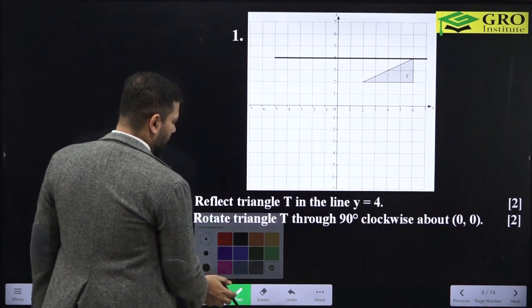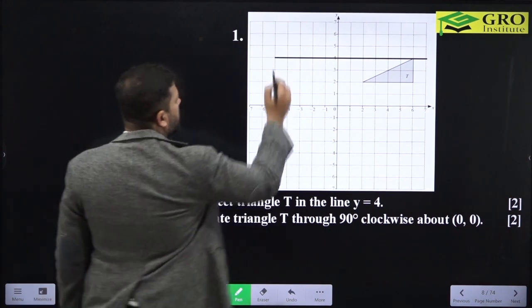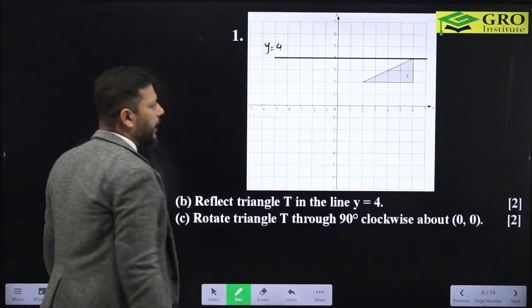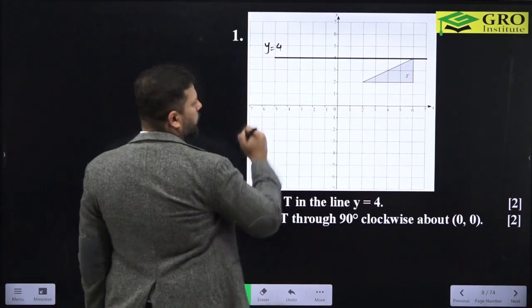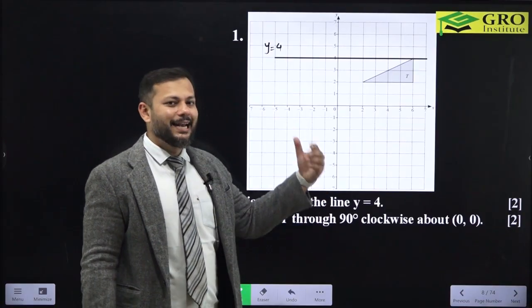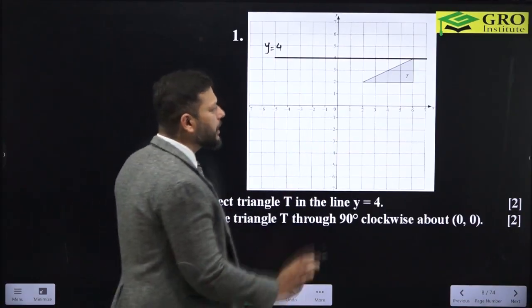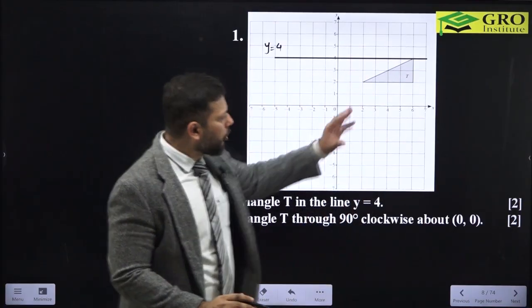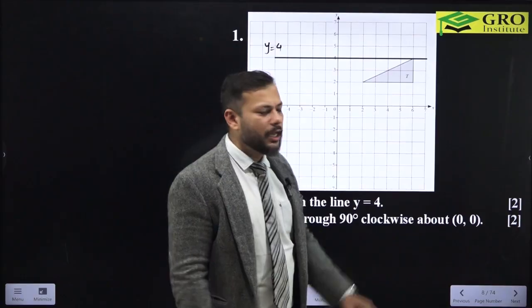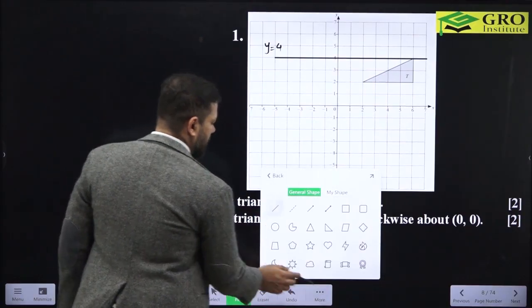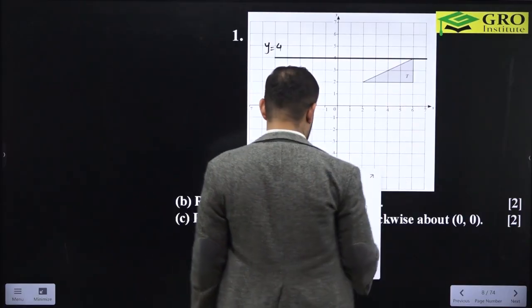We will write its name as well. This is y equals 4, right? This line is y equals 4. Now I have to reflect this triangle T in the line y equals 4. That means I would imagine this to be a plane mirror. So what would the image of T look like? Just upside down. So if I draw it, it would look like this. I'm just doing it for you. Have a look.